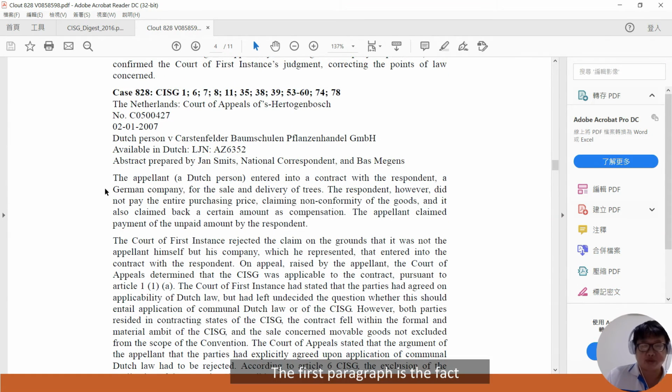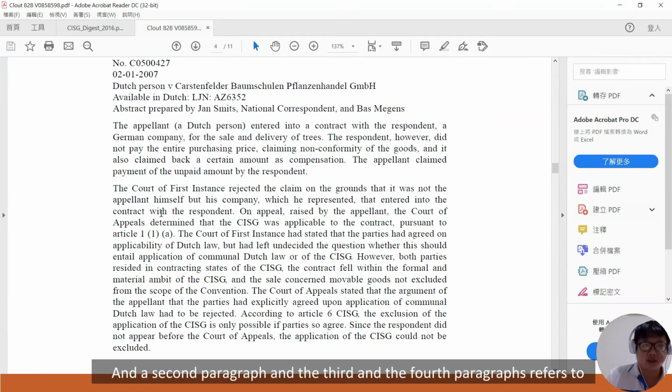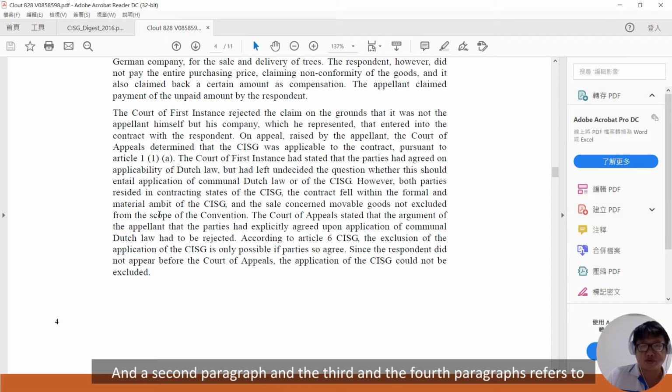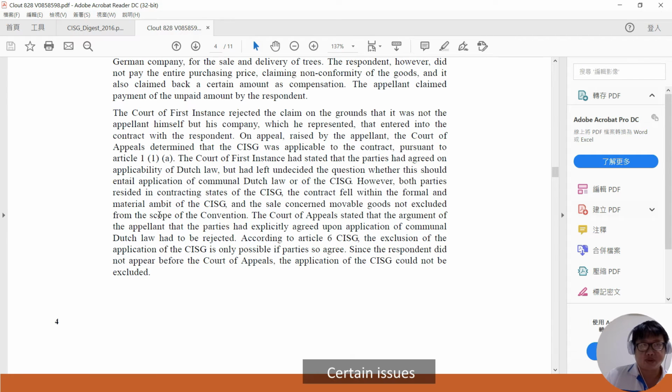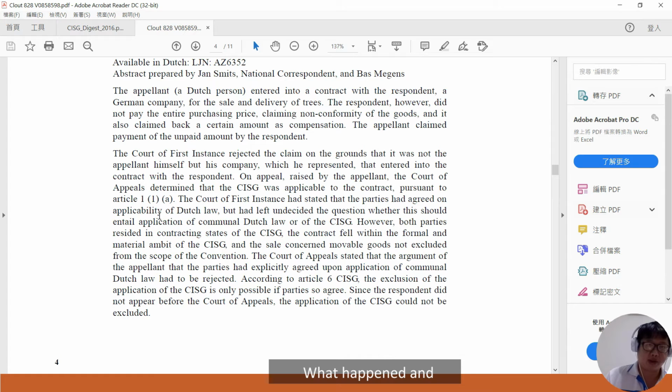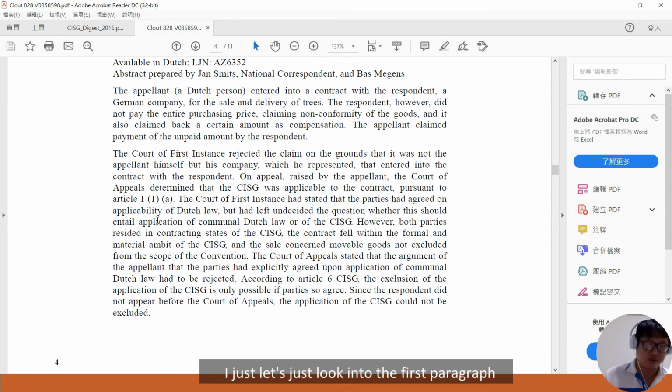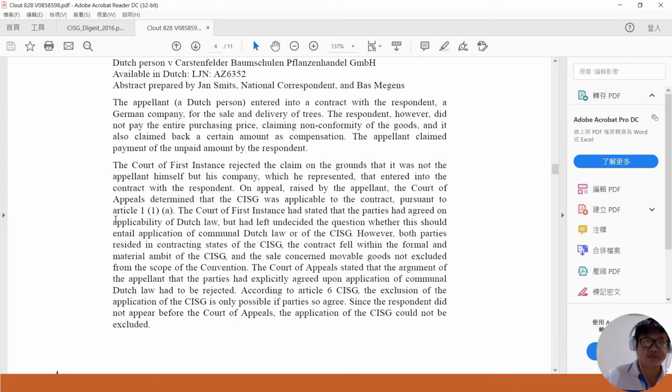Here the first paragraph is the facts, and the second, third and fourth paragraphs refer to certain issues. We need to summarize what happened, what the issue is, and what the ideas of the court are on those issues. So let's look into the first paragraph.